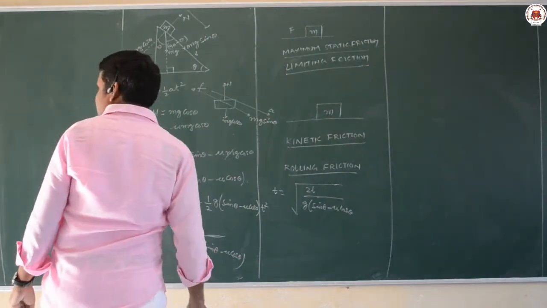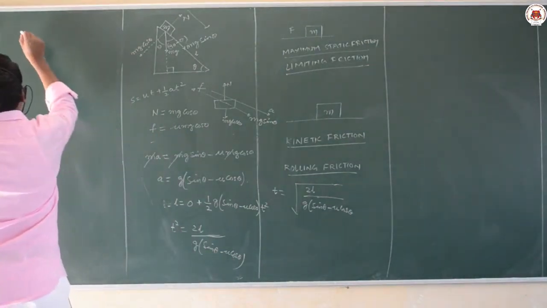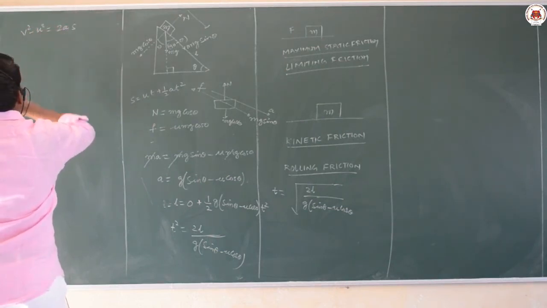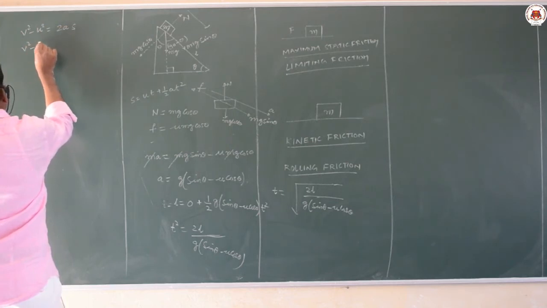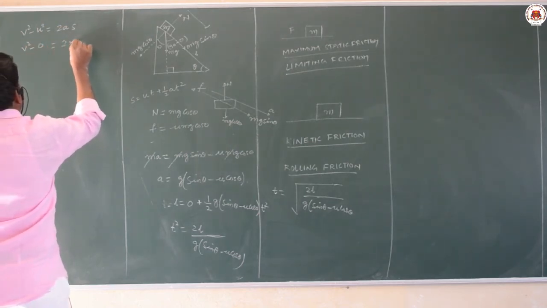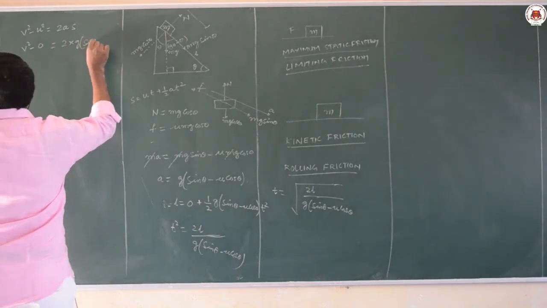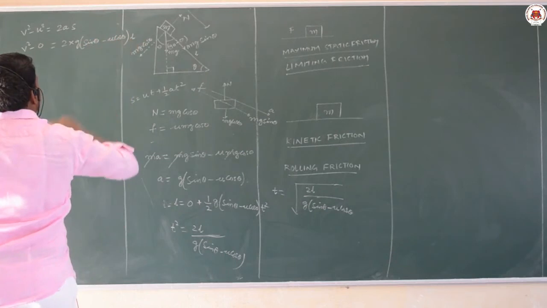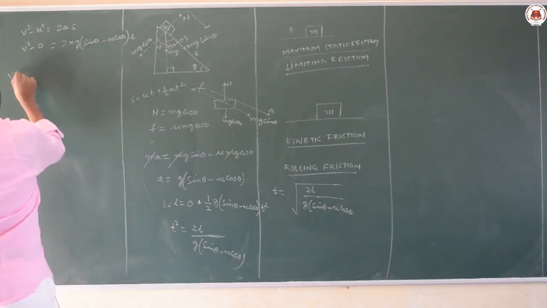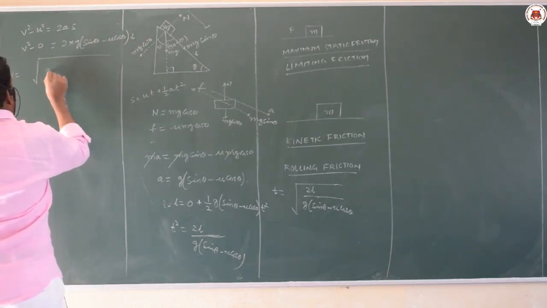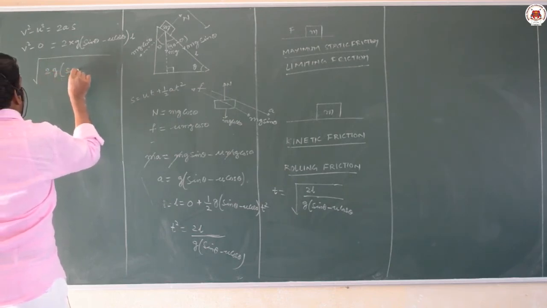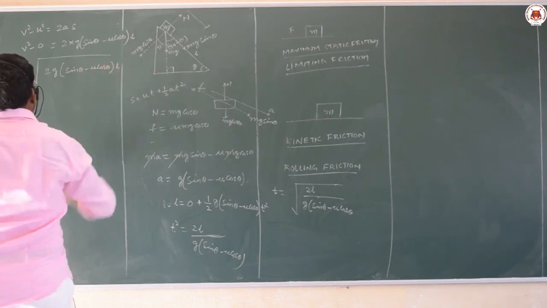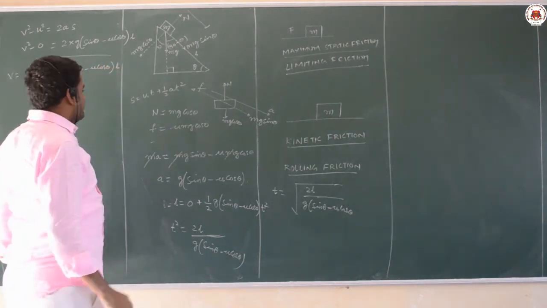Next, if you want to calculate the velocity on reaching the bottom, v square minus u square is equal to 2as, that is v square minus 0 is equal to 2 into g into sin theta minus mu cos theta into L, and v is equal to under root of 2g into sin theta minus mu cos theta into L. This is when the body is moving down.